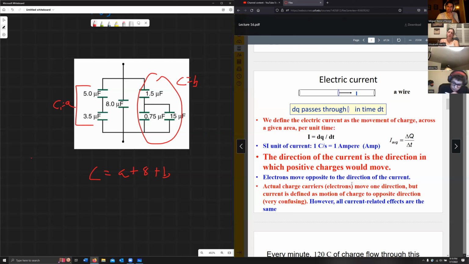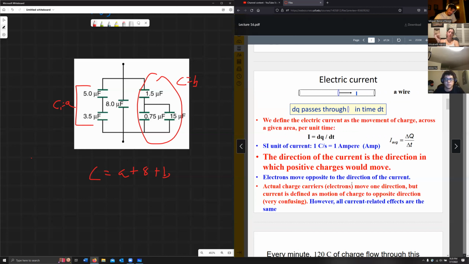Yeah, capacitance doesn't make sense, because capacitance is a property of a capacitor. Coulombs per second makes sense. Also denoted as an amp. And the average current is also the change in charge over the change in time, if you're looking over a period of time. The direction of the current is the direction in which the positive charges would move. Electrons move opposite to the direction of the current.